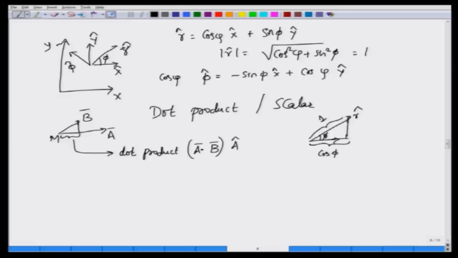So, if you look at this projection, this will turn out to be cos phi. How do I associate a vector with this cos phi? I need to multiply this one by the unit vector along x direction. So, I am going to get cos phi x hat.